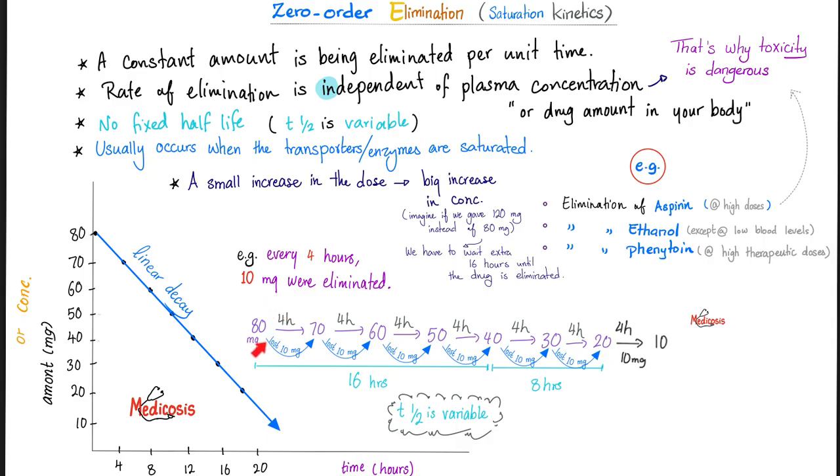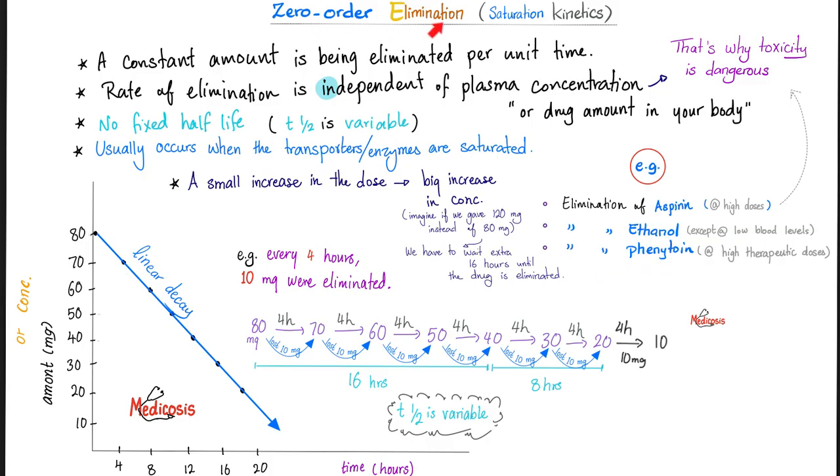So, just by increasing the dose from 80 milligrams to 120 milligrams, which a doofus doctor might not consider as a big deal, could be a huge deal because you'll have to wait an extra 16 hours to get the drug out of the body. That's why zero-order elimination is dangerous when everything is saturated. And this happens during elimination of aspirin when given at a very high dose. This is aspirin intoxication or aspirin overdose. It happens with ethanol at high doses and phenytoin at high doses.